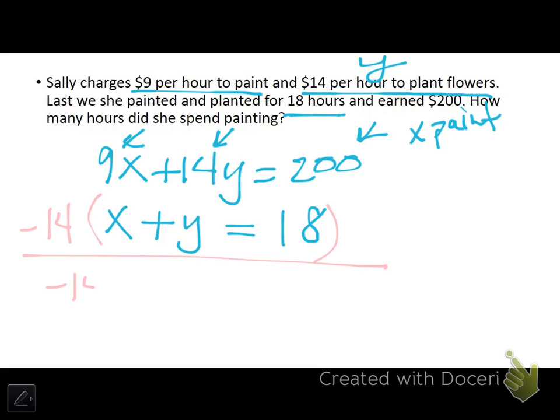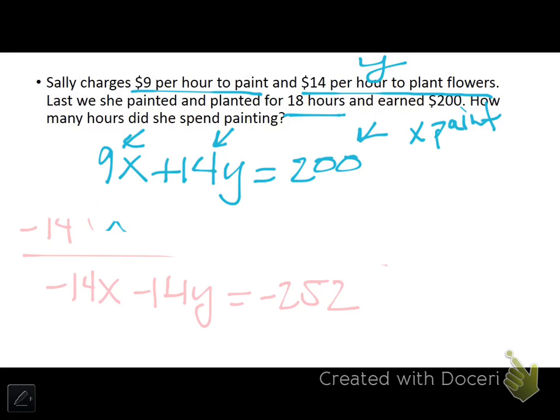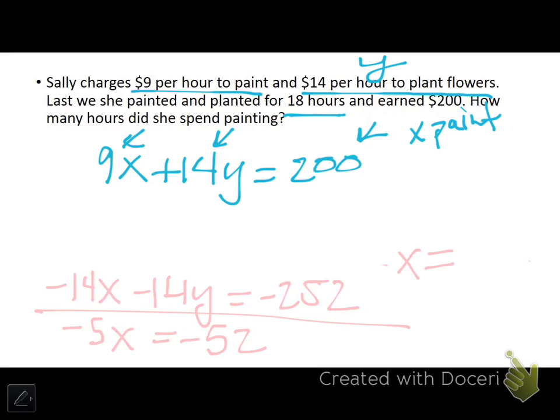So it's going to be negative 14x minus 14y is equal to 18 times negative 14 is negative 252. Okay, I'm going to go ahead and erase this so I can save some space. Okay, so 9x plus negative 14x is negative 5x. 200 plus negative 252 is negative 52. So x should equal positive 50.40. So that's how many hours she painted that week.